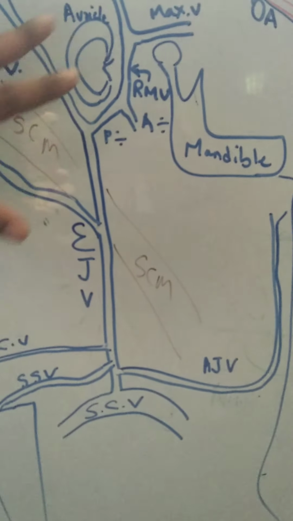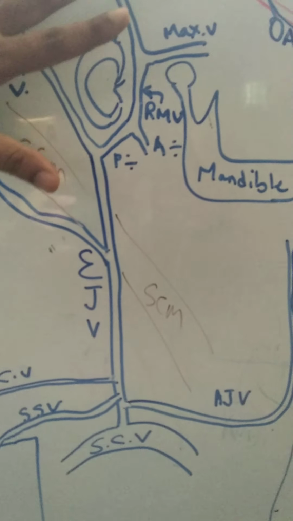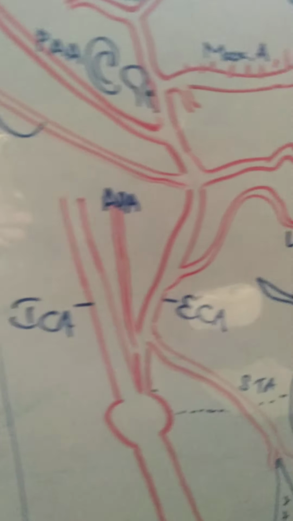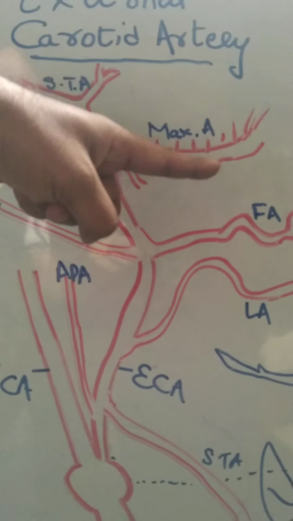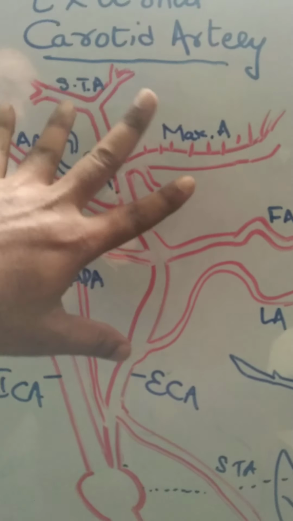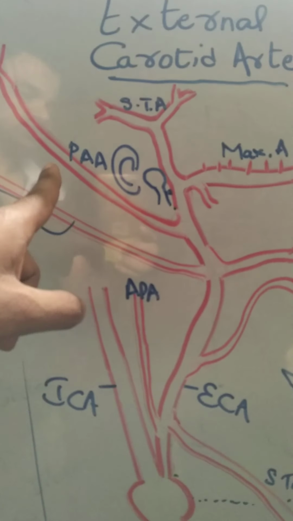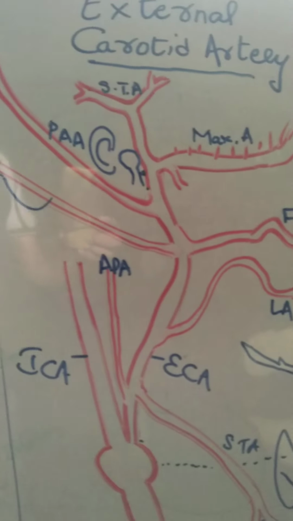So mainly you understood the external jugular vein drains the skin and the superficial fascia out of the many branches of the external carotid artery. This maxillary artery will be the maxillary vein, superficial temporal vein. They will join to form retromandibular vein. That retromandibular posterior division joins with posterior auricular vein to end up forming external jugular vein.